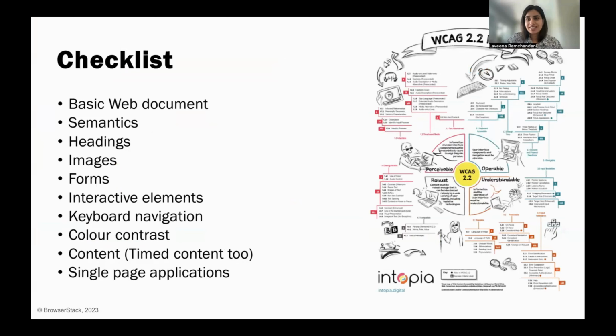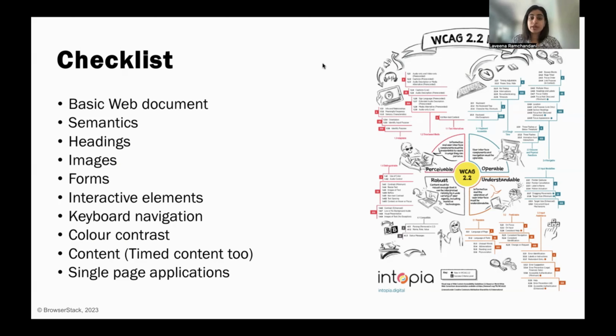A nice checklist based on the WCAG here, and we are on WCAG 2.2 now, not 2.1. That has been upgraded recently. But a basic checklist can involve anything from this map. You can see this mind map, but also simple things like basic web documents, semantics, headings, images. Just check for these things. For example, for headings, you don't want to jump from H1 to H4 straight away. You want to do the H2, H3 in between as well to have the right sort of semantics.